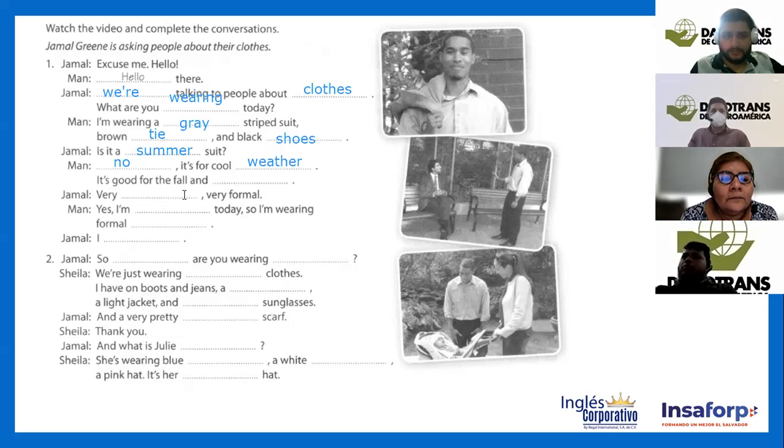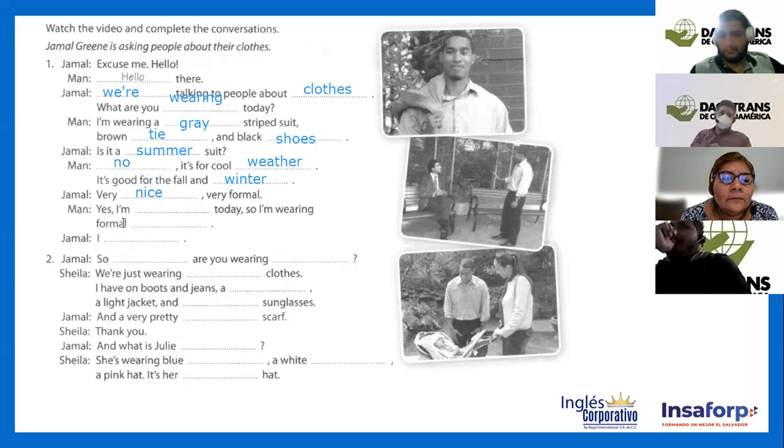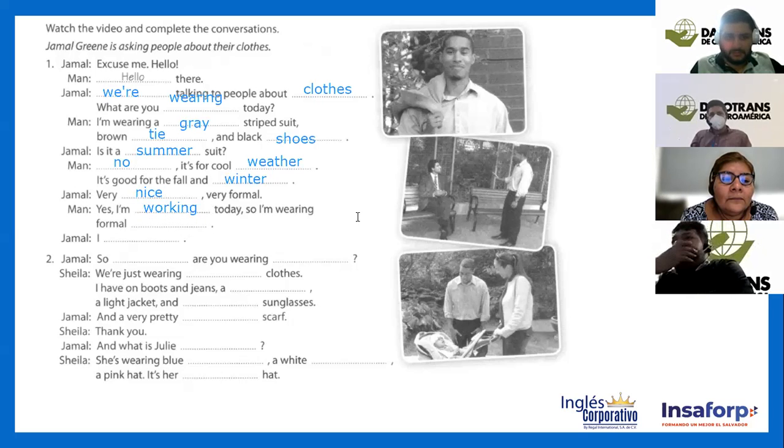It's good for the fall and the... Who has this word? It's good for the fall and winter. Yes, right. And winter. Okay, then it says Jamal, very, very, what do you have in this one? Very nice, right? Very nice and very formal. Who has that word? Working. Oh, yes, I'm working today, so I'm wearing formal clothes. Yes, formal clothes. Okay, then says Jamal, I.